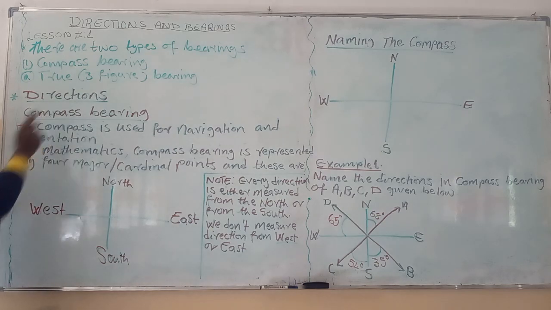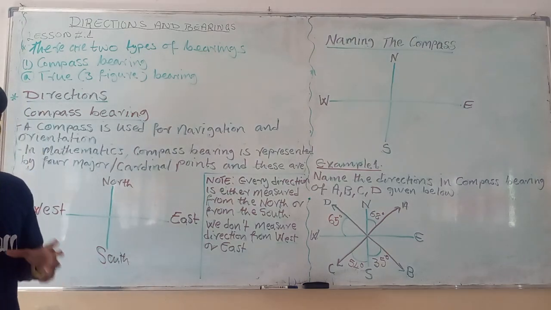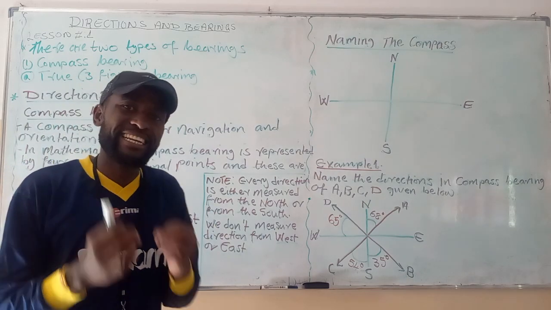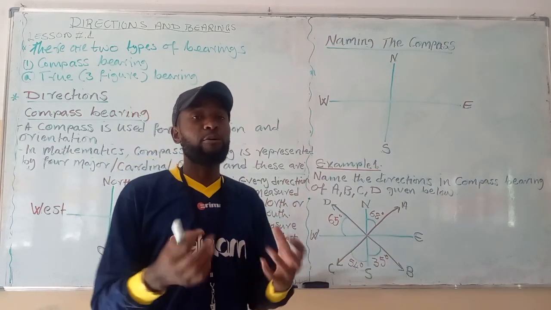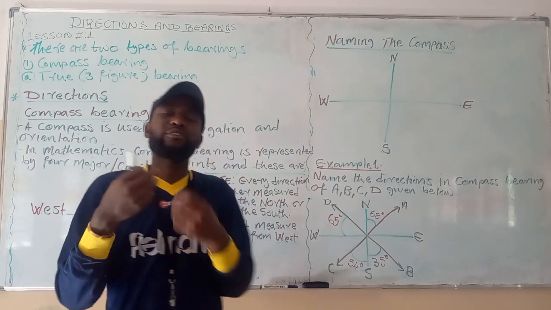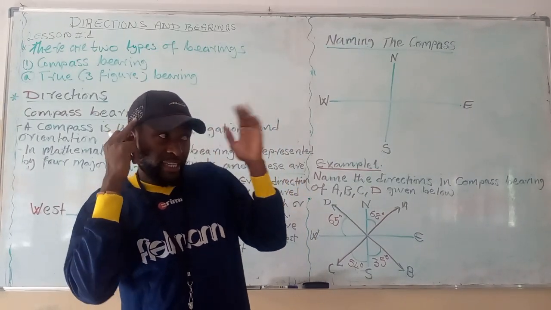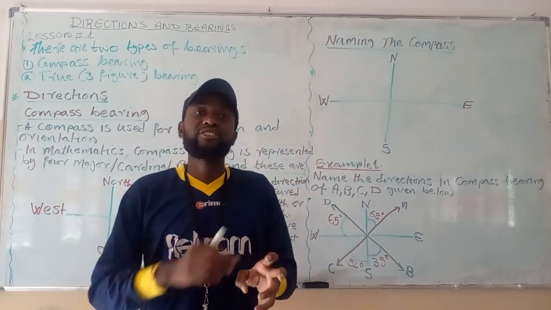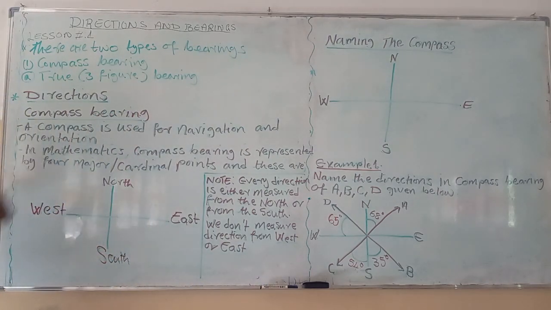Now let us look at directions. When you talk of direction, this is where the compass bearings fall, because we are talking of directions. So we need to understand the compass bearing, then we shall be able to show what direction is. Of course, when we hear the word direction, something should click in your mind. Is it this direction? Is it that direction? You are talking of direction around you. That is the direction. So now let us look at the compass bearing.